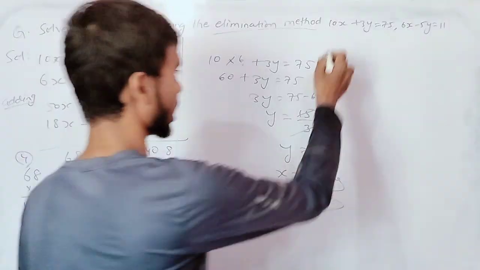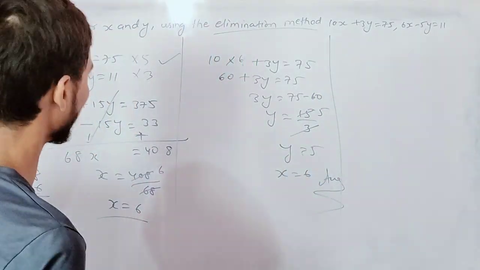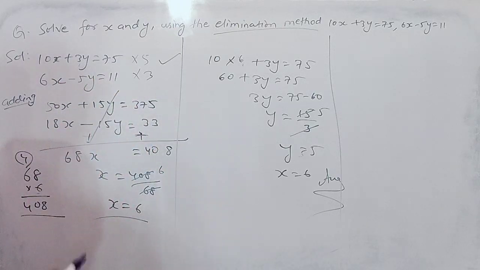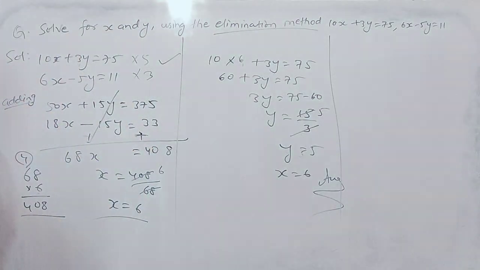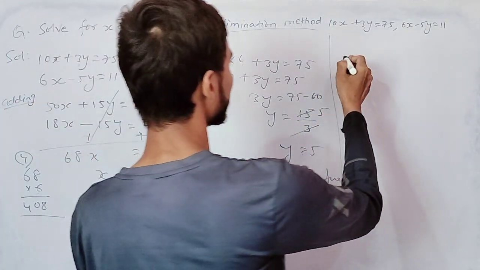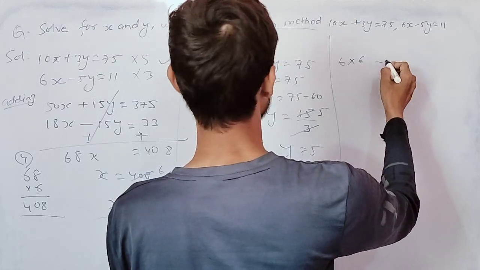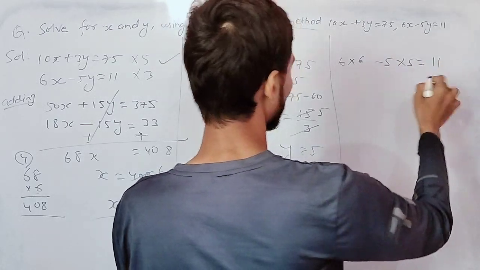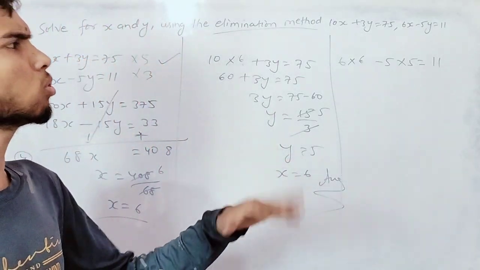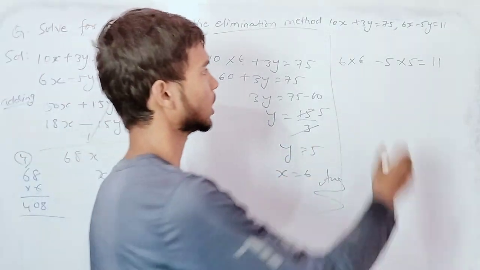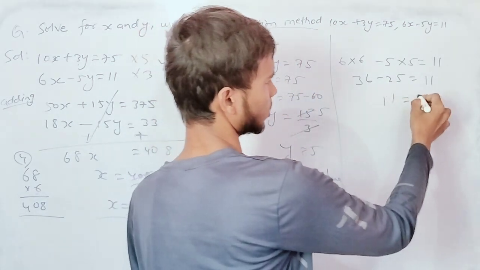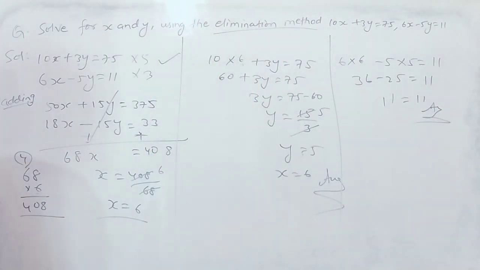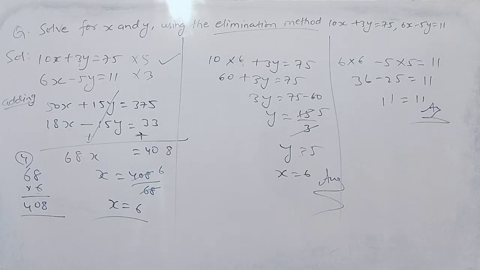Even if you don't believe, you can put the value of y and the value of x in any equation, then both sides will be equal after substituting. Do you want to do the same? Okay, don't worry. 6 multiplied by 6 minus 5 multiplied by 5 is equal to 11. You will realize that both sides will be equal to each other. 36 minus 25 is 11. So you can see both sides are equal. That's why our answer is correct.